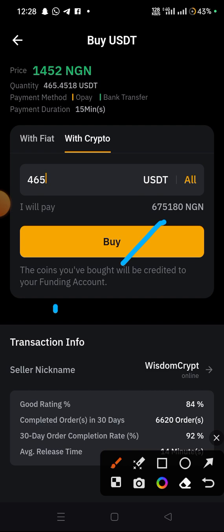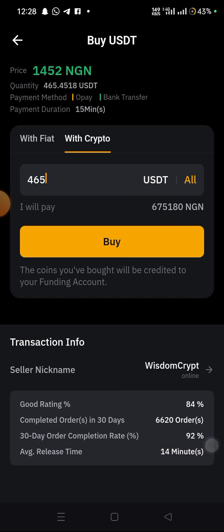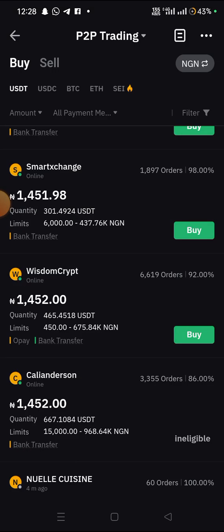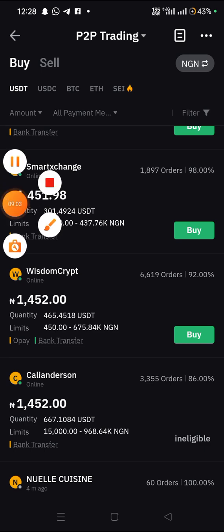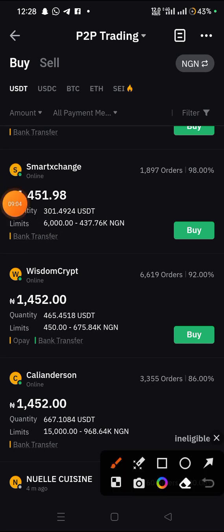465 USDT, we are going to buy it at the rate of 675,180. So after we purchase it from this seller, the next thing to do is to convert the USDT into USDC.